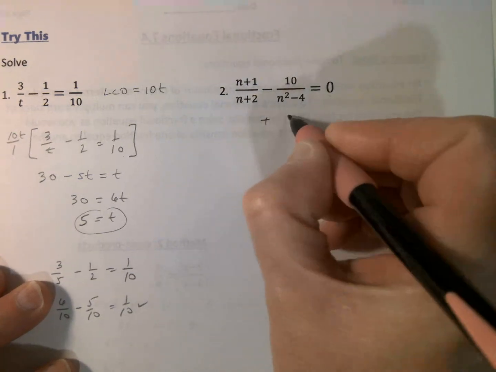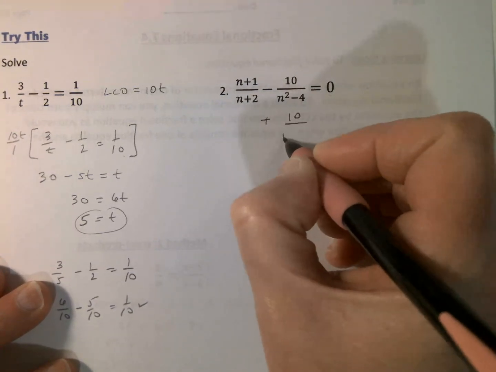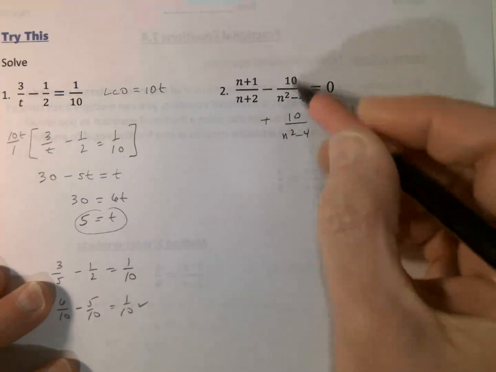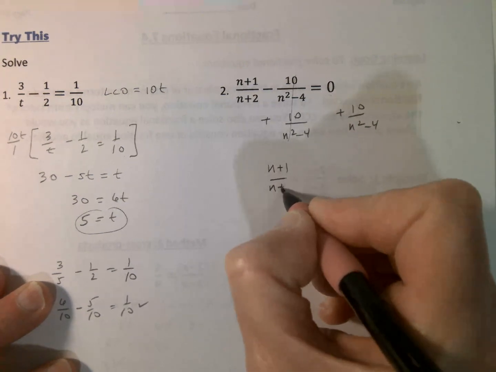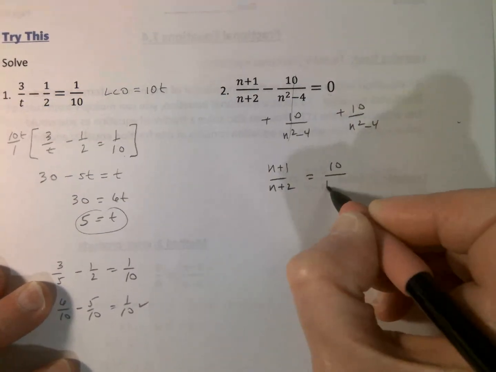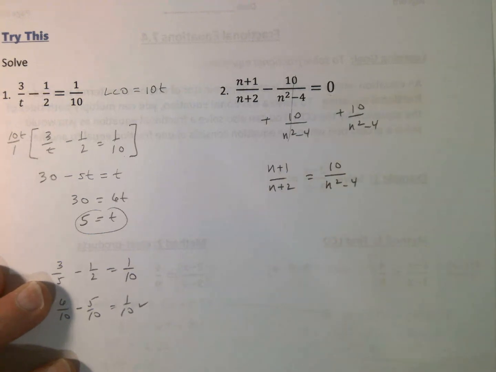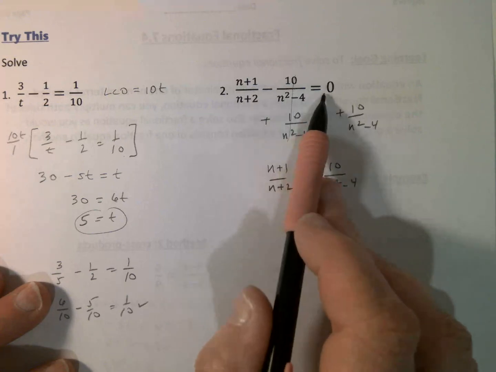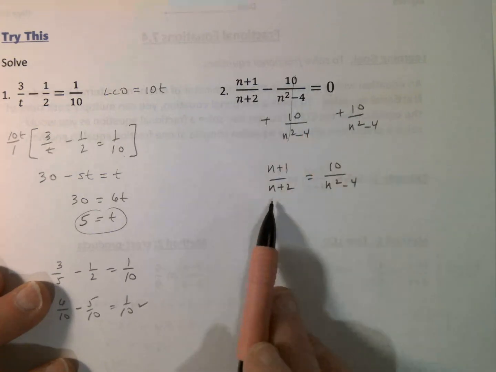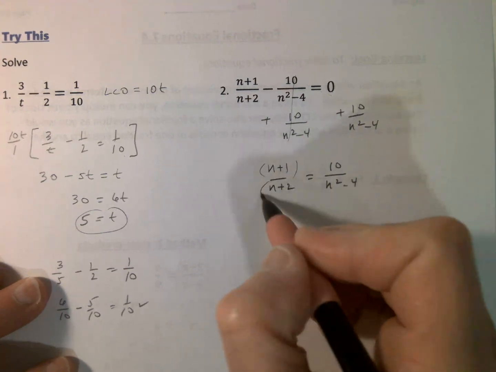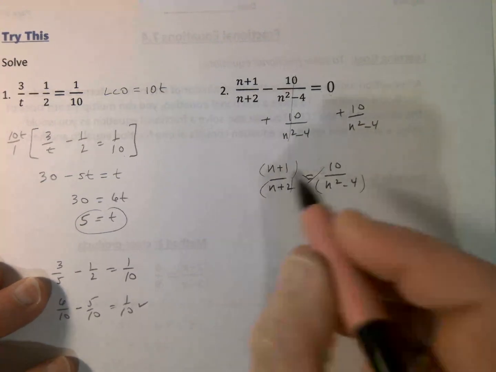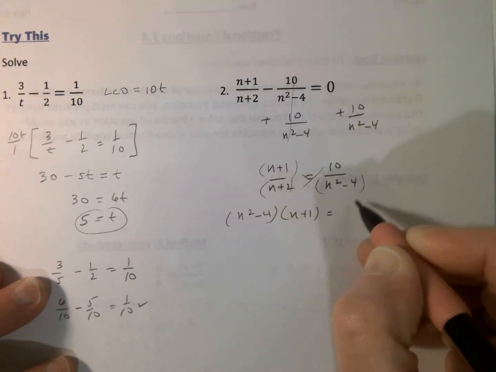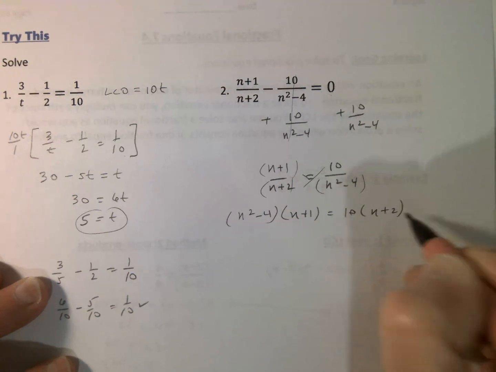So all I have to do is add 10 over n squared minus 4 to both sides, and it cancels out here, and I'm left with this. And look at that, now I have a proportion. So when you have two fractions that you're adding or subtracting and they're equal to 0, you can easily change it into a proportion. And now I can do cross products. So I'm going to have n squared minus 4 times n plus 1 equals 10 times n plus 2.